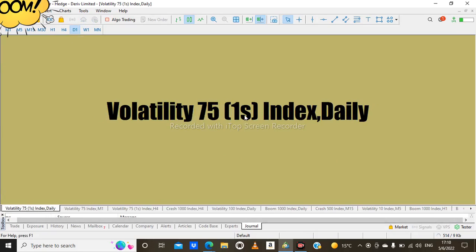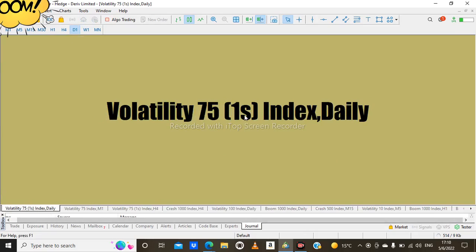So V75, once H4 sell, let's just go on this and let's see what price is doing. 1, 2, 1, 2, 3. All right.